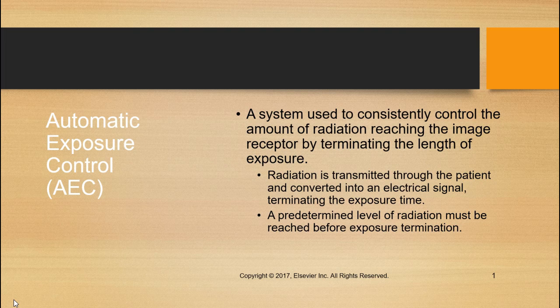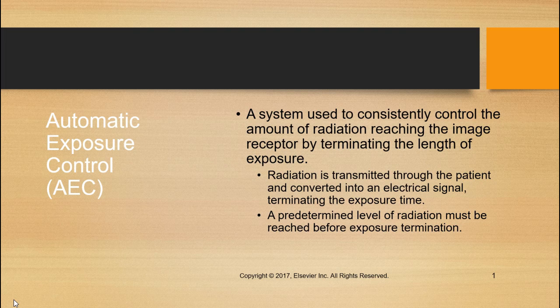Okay? So a brief description is it is a system used to consistently control the amount of radiation reaching the image receptor by terminating the length of exposure. So that's important. The main thing that the AEC does for you is time. It times the radiograph for you. Okay, and we're going to go through how it knows when to terminate the exposure and how you can override that and things like that, okay?